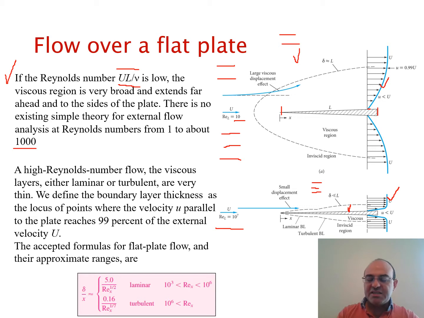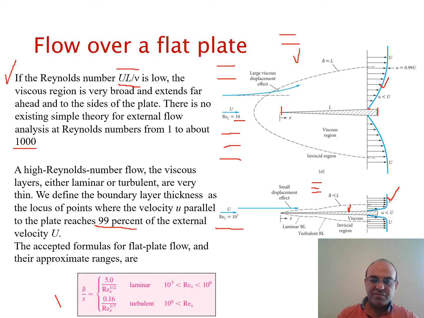But this could be a very gradual process, especially far from the plate. So we just say that when the velocity in the direction of the plate becomes 99% of the velocity of the free stream, we have reached the edge of the boundary layer. Below that we are in the boundary layer, where viscous effects are important. Above that, the viscous effects are not important. It's just like we have a uniform flow.